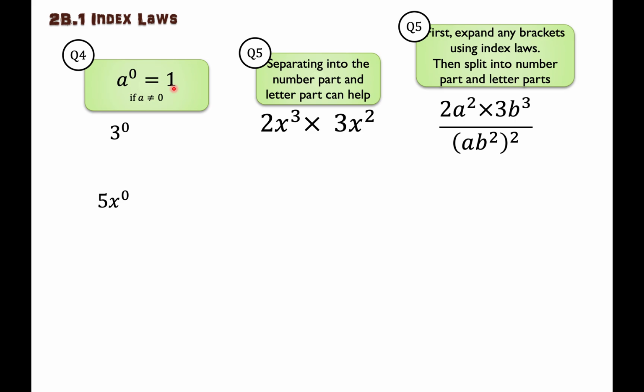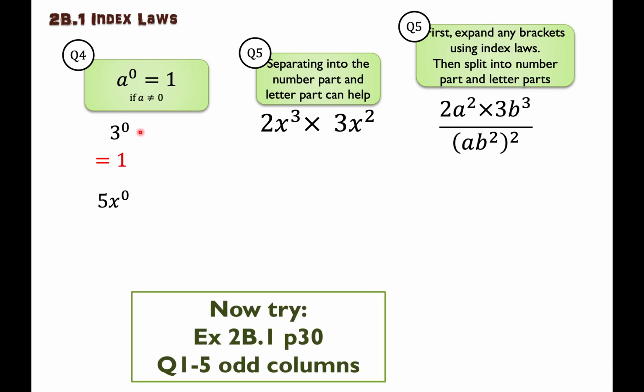What's 5 to the power of 0? It's 1. What's 100 to the power of 0? 1. What's 3 to the power of 0? It's 1. Good. This one here, I've got 5 times x to the power of 0.